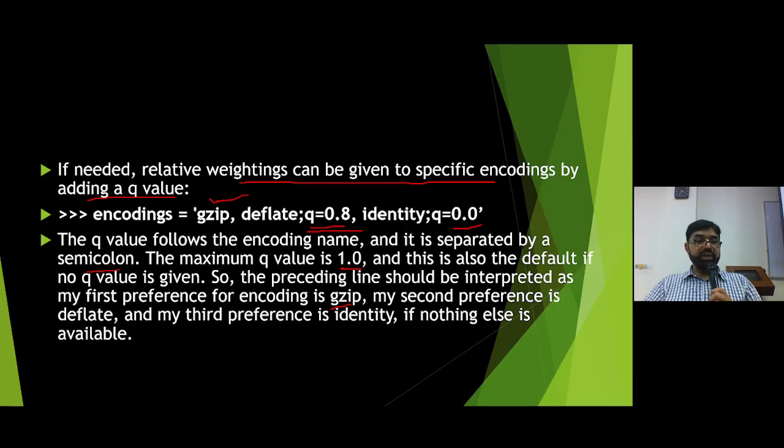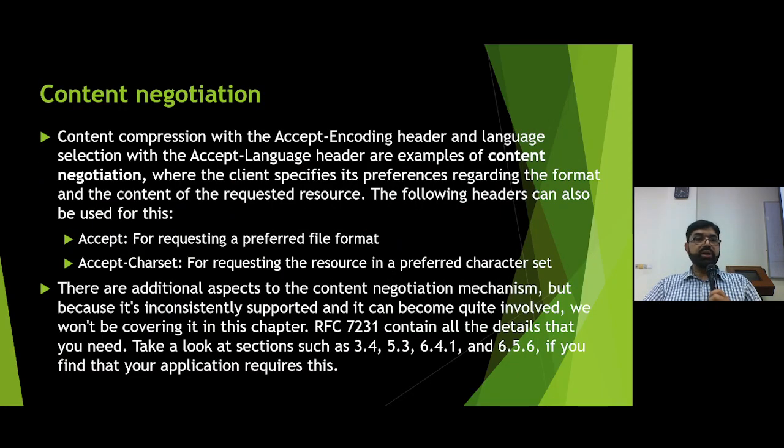So my second preference is deflate, and the identity or nothing else is available. If nothing is available, the last preference is the identity.